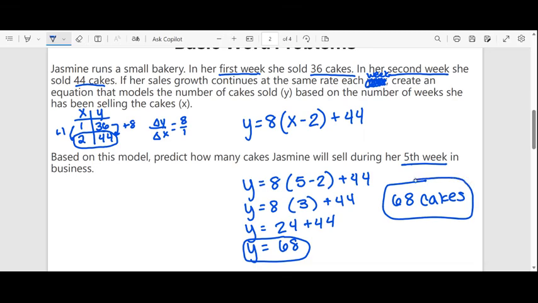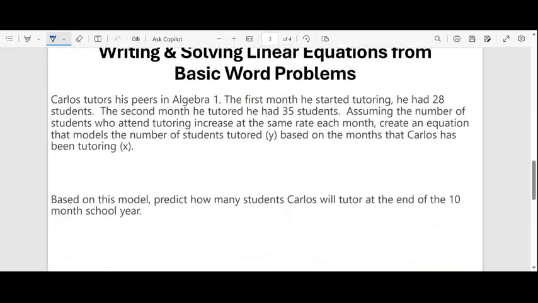All right, we have 2 more examples. Let's go ahead and do them. Carlos tutors his peers in Algebra 1. The first month he started tutoring, he had 28 students. So we can actually just go ahead and put that right in our table. We know what it's going to look like. First month he had tutoring, he had 28 students. The second month, he had 35 students.